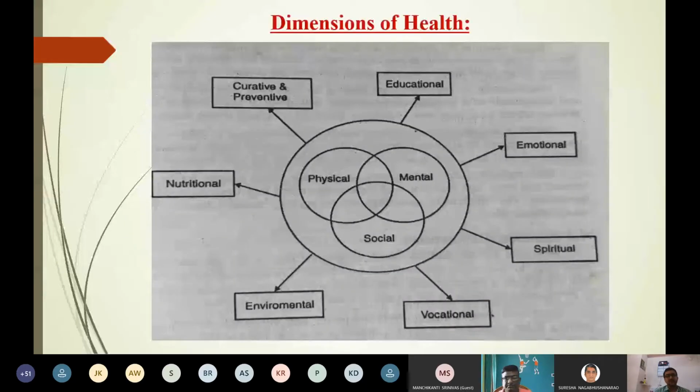Now, to get into detail about what health is, we need to know the dimensions of health. The main concept of health can be understood as the biomedical concept, ecological concept, psychological concept or holistic concept. But when we discuss the dimensions of health, basically these three come: physical, mental, and social. These three are the basic dimensions of health, and later studies and research have found that health is contributed to by many other dimensions also, which can be listed as educational, emotional, spiritual, vocational, environmental, nutritional, curative, and preventive. These dimensions also have equal importance and contribution to sound health in an individual. So we'll discuss them one by one.